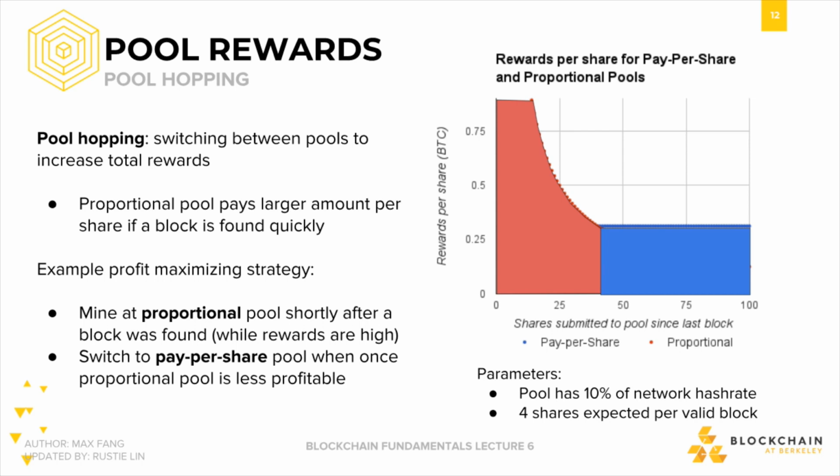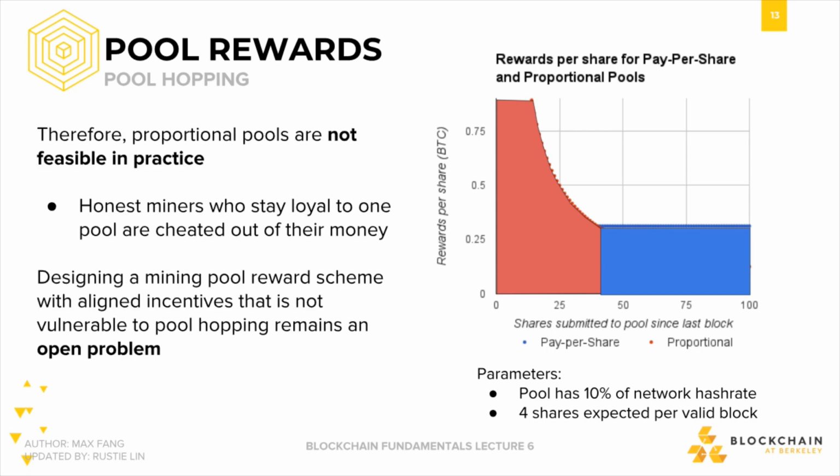We start in a proportional pool, and once it becomes less profitable, we switch. But what do we notice from this? Honest and loyal miners are really cheated out of their profit by irrational miners who are trying to maximize their own profit. Because of this, proportional pools are really not feasible in practice. One of the biggest problems in mining pools is designing incentives for the pools to encourage loyalty, but also valid work.